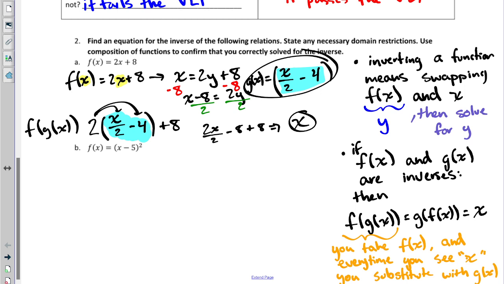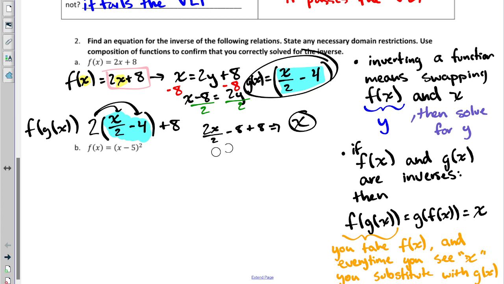Let's go the other way. Remember, by definition, f of g of x has to equal x. That's good so far. We plugged this in, and everything canceled except for the x. That means I think we inverted it correctly. Now let's check g of f of x. That means take my function g, except every time I see x, replace it with the entire function f of x. And so it's going to become this.